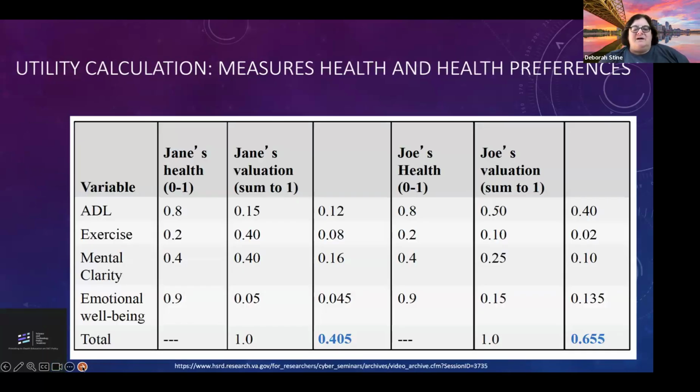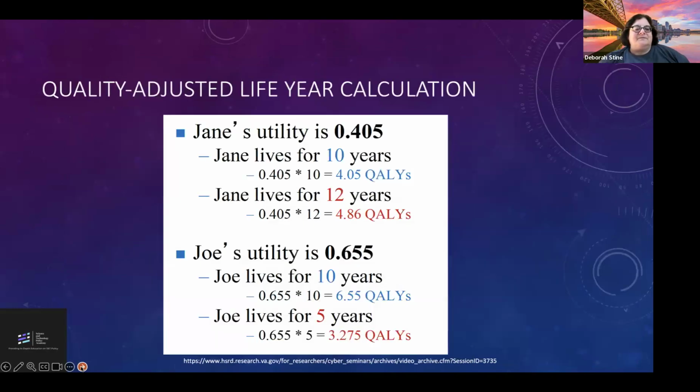And here's an example of how something like this might be determined. You'll see that the variables would differ, like assisted daily living, I always forget what that is, exercise, mental clarity, emotional well-being. Jane's evaluation is different than Joe's, and because of this, their quality adjusted life years differ. So you put this in your calculation, and that determines your quality adjusted life years, and that's going to vary depending on how long the person lives in terms of their additional years.